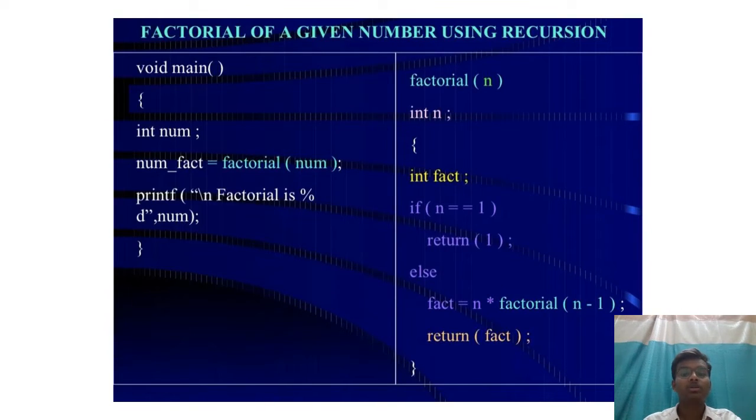Factorial of a given number using recursion. void main, int number, fact is equal to factorial of number. printf backslash n factorial is percentage d, number. Factorial n, int n. In fact, if n double equals 1, return 1, else fact is equal to n into factorial of n minus 1, return fact.